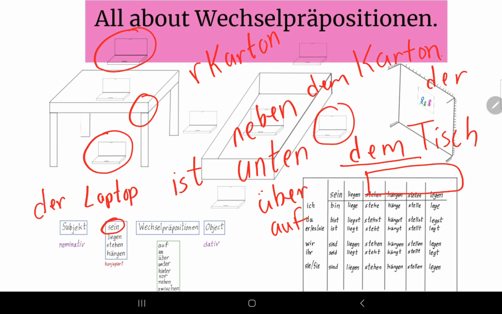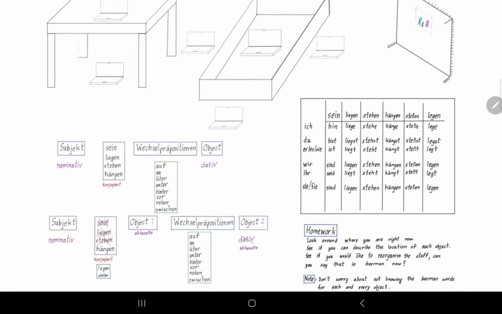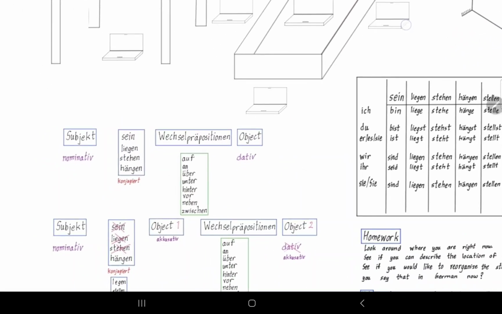Now what you are doing is simply describing the position of something with respect to something, okay. Quite often someone will ask, where is the laptop, and you will just say unter dem Tisch. You don't have to say the entire sentence, right? If you say unter dem Tisch, people will know what you're saying, but see if you can be correct.